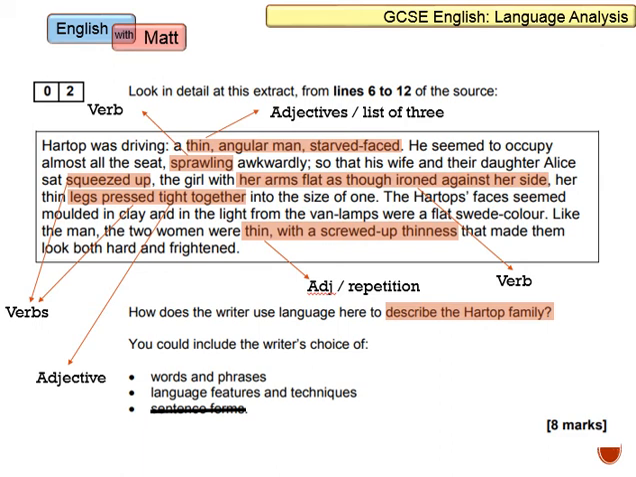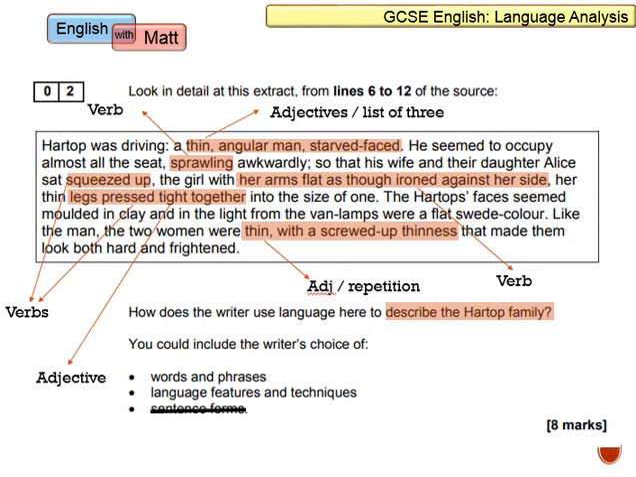So we have words, we have an adjective to start, thin, which is then repeated, so we've got some repetition of thin. We've got Hartop being described in that list of 3, a thin, angular, starved face. So clearly the writer is trying to tell us about their way of life and how difficult it is for them to afford even things like food because of this hard work and this selling goods which they might struggle to make a living at.